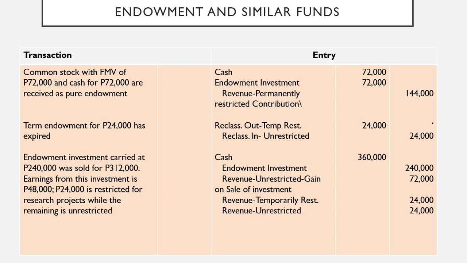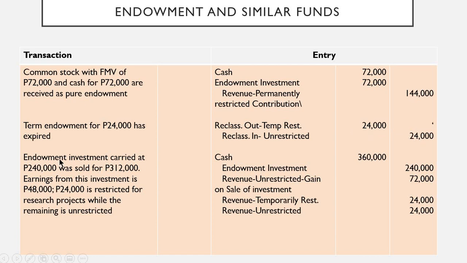Yan. Magpabilin yan siya sa permanently restricted net asset classification as long as the university or the college exists. Yan. Kasi it is that of a pure endowment. Yan. So, revenue permanently restricted contribution. Total, that's 144,000 credit. Term endowment for 24,000 pesos has expired. So, mayroong term endowment daw na 24,000 na na-expire. So, reclassify mo lang siya. Reclassification out debit, reclassification in credit for 24,000 pa rin.